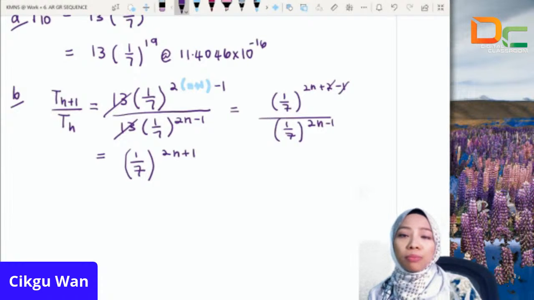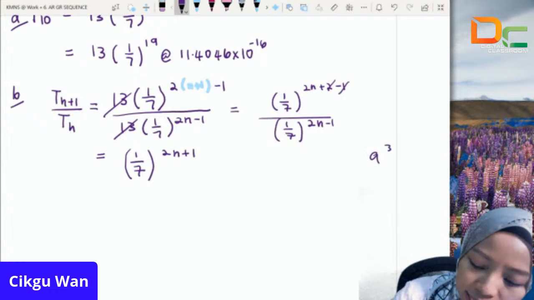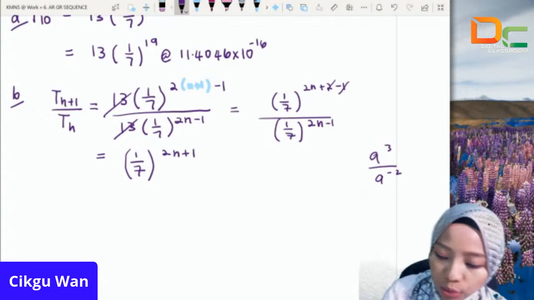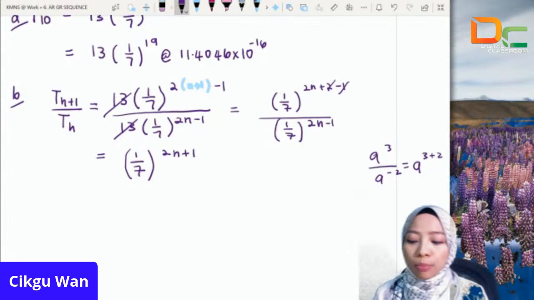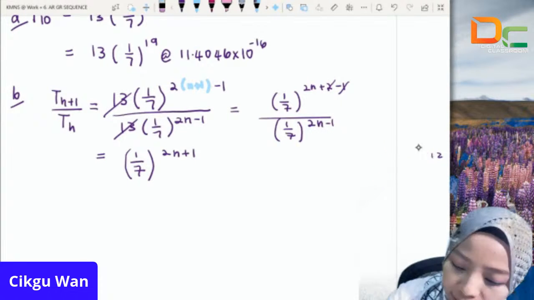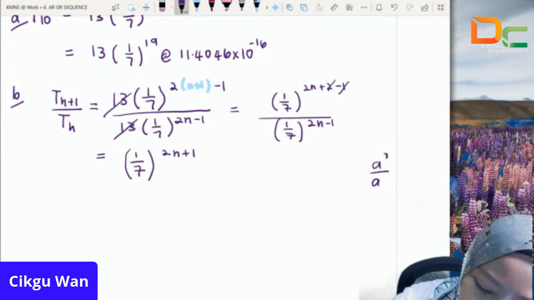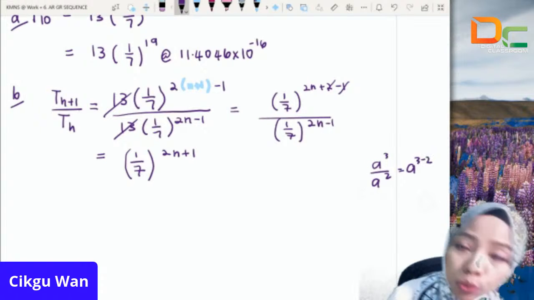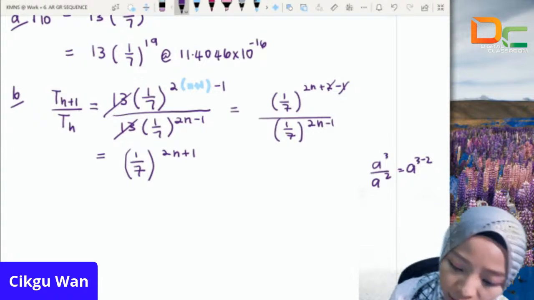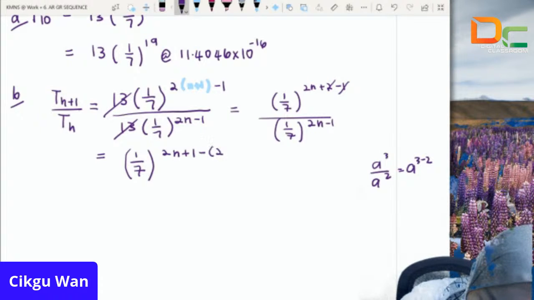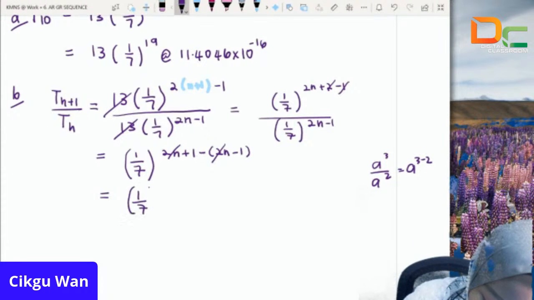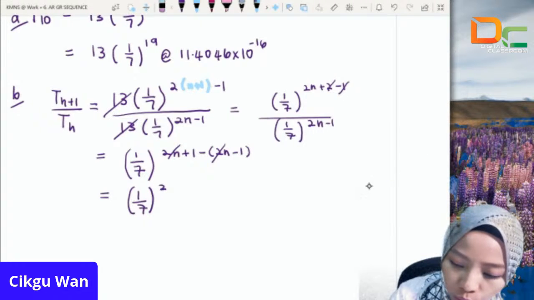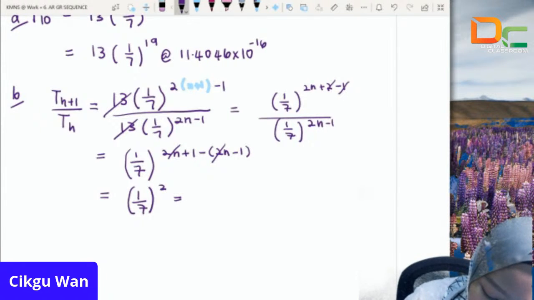So index. Ni index. A3 bahagi dengan A negatif 2, apa you buat? So dia jadi A3 negatif bawa naik jadi positif. Ataupun kalau A3 per A2, so dia akan jadi A3 tolak 2. That's what I'm going to apply for that. Okay, so minus, dan jangan lupa bracket 2n minus 1. Okay, 2n cancel. 1 plus 1, 2. So 1 over 7 to the power of 2. Basically we get 1 over 49.